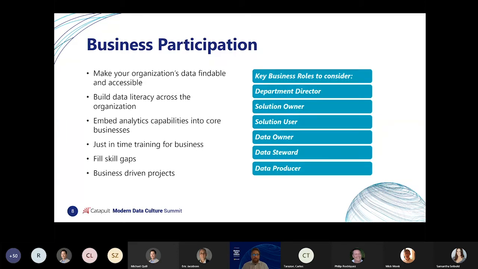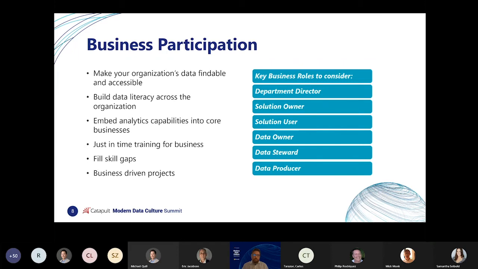And as you're rolling out new data solutions, there might be skill gaps. You may not have data analysts embedded with the business, or you may not have a large enough data team to support the solutions you're rolling out. Understanding those skill gaps and filling them is another critical success factor we found in rolling these data solutions out. And taking us back to this last bullet point around business-driven projects, this is really at the heart of what has made our rollout successful.